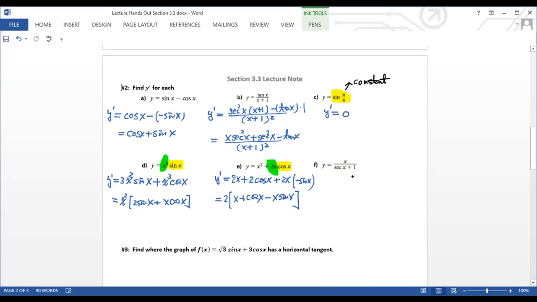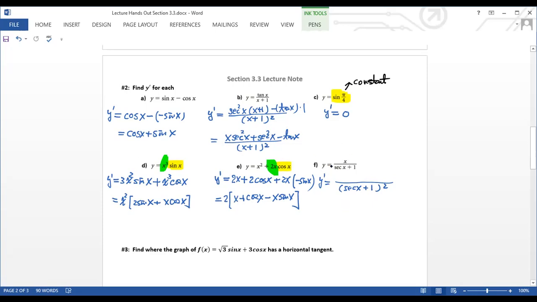Okay, so now the next thing is here. We have x over secant x plus 1. Well, immediately I know the rule is the quotient rule, right? So let's try the quotient rule. What is the quotient rule? Square the bottom, so secant x plus 1 squared.